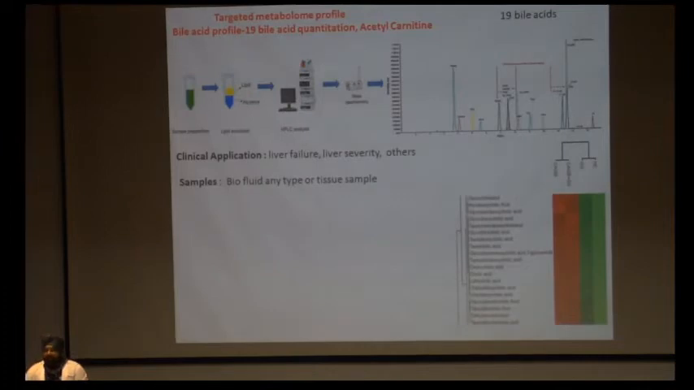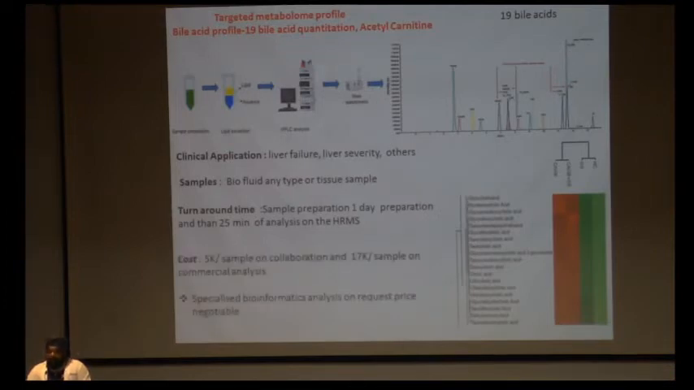The biofluid is, we have tried to do it in plasma, even in bile and even the tissue sample, so we can do it in every sample. The preparation time is 1 day and 25 minutes of analysis on an HRMS. The cost is very, very low, 5,000 per sample on collaboration, and if you do not want to collaborate, it goes very, very high. So, specialized bioinformatic analysis on request.